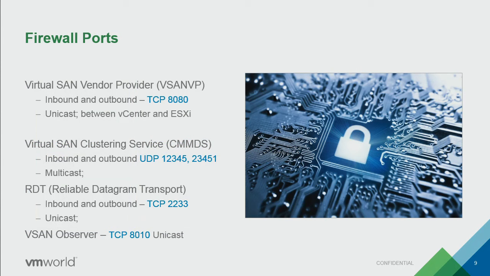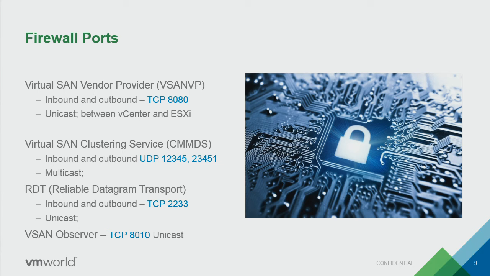All right, so from a ports perspective, from a requirements perspective, these are the firewall ports you need. The first one being a vSAN vendor provider, right? So just like the VASA provider for external storage, vSAN has its own vendor provider, and that's the TCP 8080 port. So this needs to be open between the ESX host and the vCenter, right?